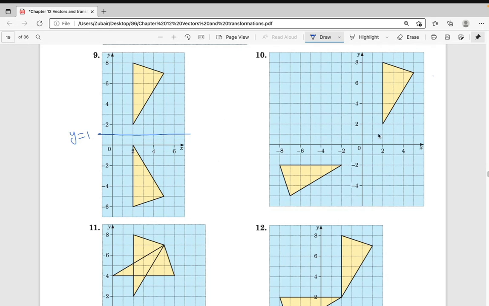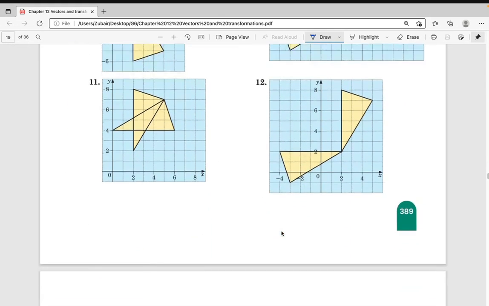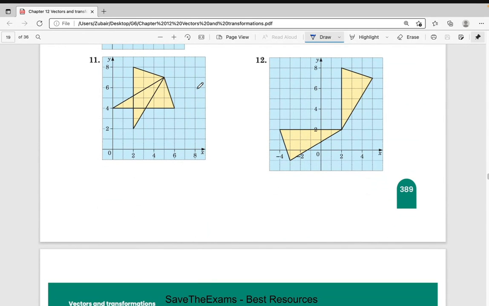So when we look at question number 10 and we look at the corresponding points, y is equal to minus x. Very good. So the mirror line is y equals minus x. Question number 11.